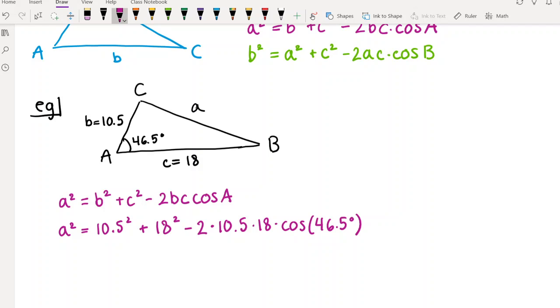So I'm going to type all this into my calculator. I didn't do this ahead of time, so let's see, 10.5 squared plus 18 squared minus 2 times 10.5 times 18 times cosine of 46.5. Okay, so I got approximately 174.05.